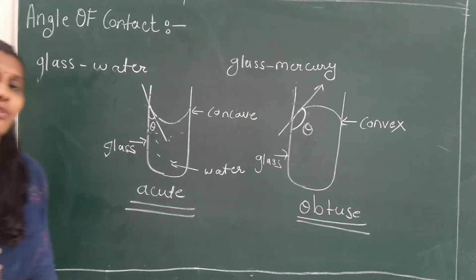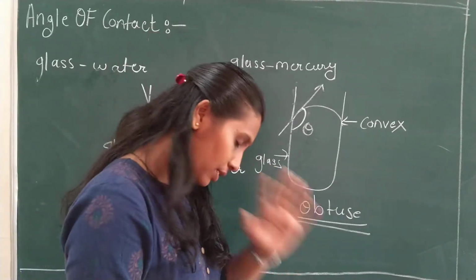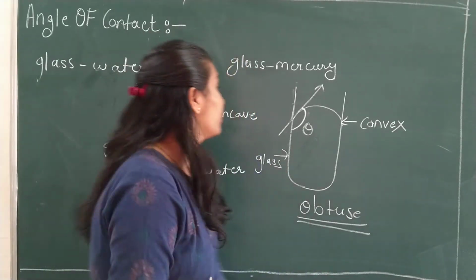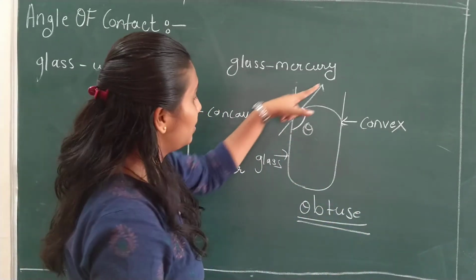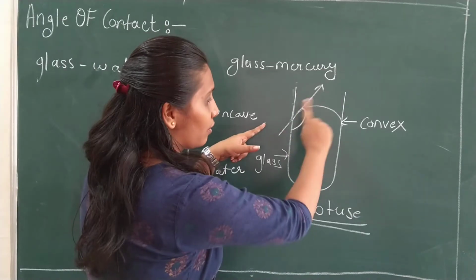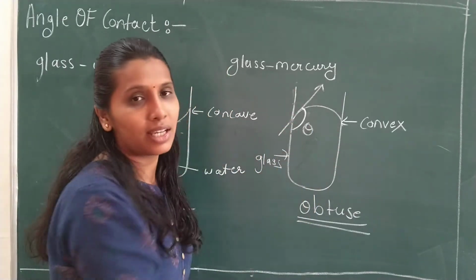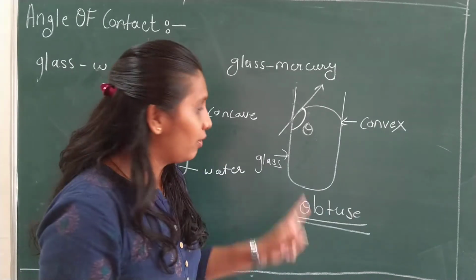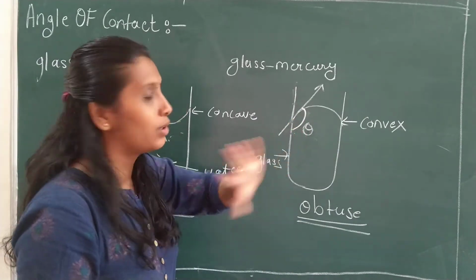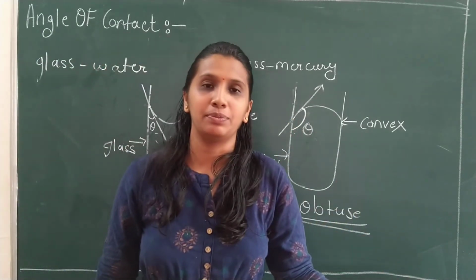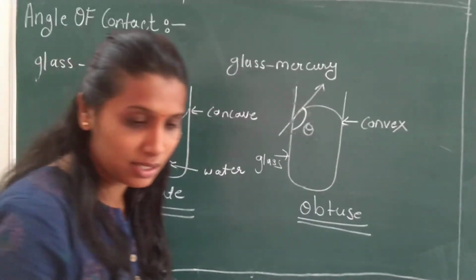I hope this angle of contact concept is clear. So again I will repeat the definition. It is very easy to remember. Angle of contact is the angle between the tangent drawn to the free surface of the liquid and solid at the point of contact. And always remember, angle of contact is always measured within the liquid, not outside of the liquid. So this is what the angle of contact concept means.